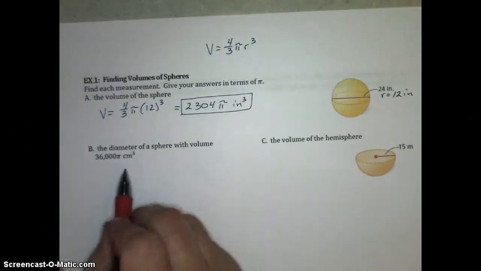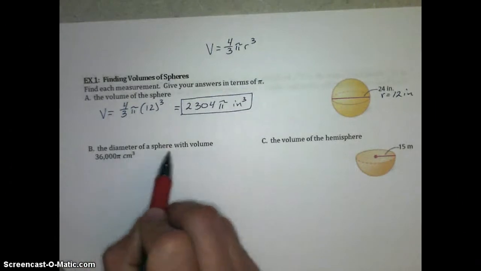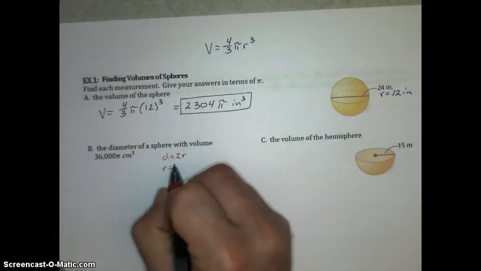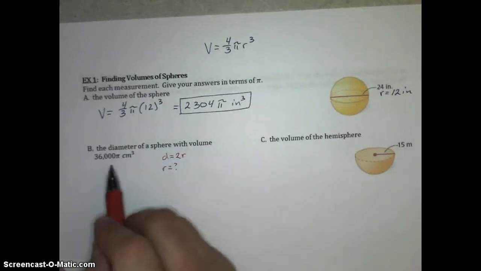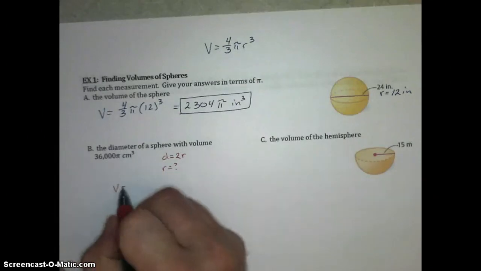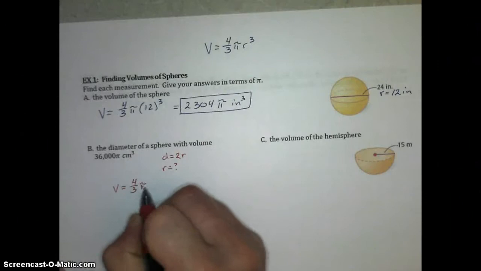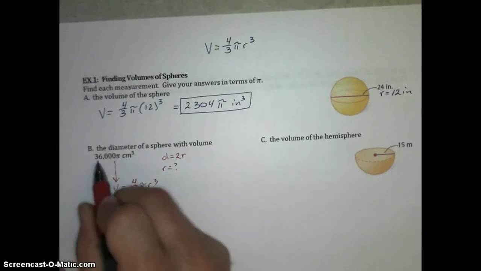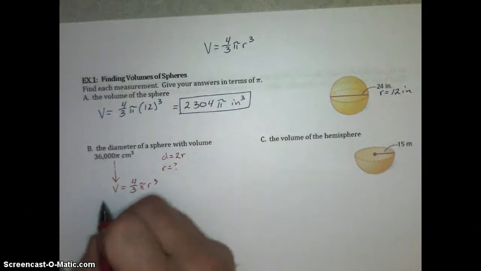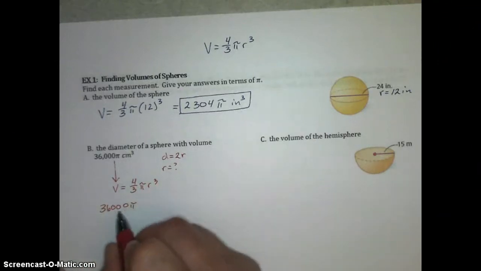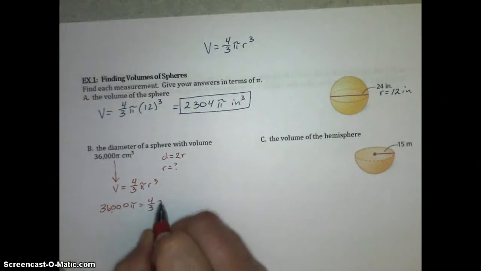All right. On part B, we are to find the diameter with a given volume. Remember, diameter is twice the radius. So if we can find the radius, we're just going to double it to find the diameter. And that's what we should do because they give me the actual volume of the sphere. So I'm going to start off with the formula. V equals 4/3 pi r cubed. And we're going to plug in what we know. We know that volume is 36,000 pi. So we're going to replace V with 36,000 pi. So our formula now reads 36,000 pi equals 4/3 pi r cubed.